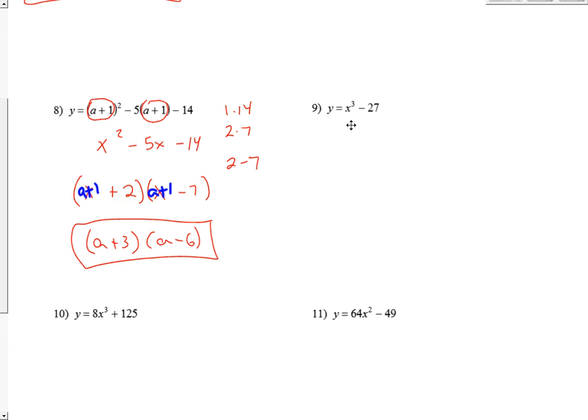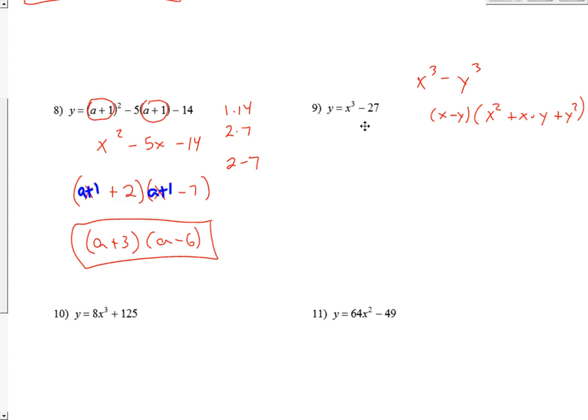Number 9, I have to look at this and realize I have an x cubed and I only have two terms. And there are no common factors, so I have to know the special factoring formula for x cubed minus, because I'm subtracting here, x cubed minus y cubed. And that factoring formula is x minus y times x squared plus x times y plus y squared.